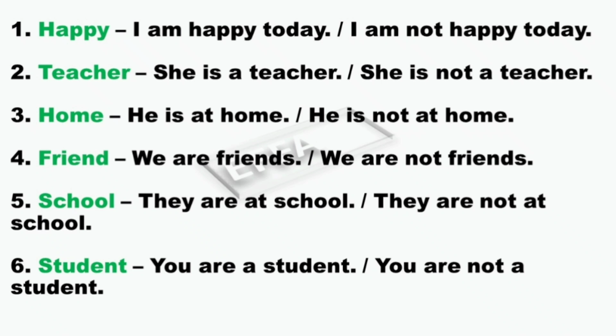Friend. We are friends. We are not friends. School. They are at school. They are not at school. A student. You are a student. You are not a student. Now it is your turn. Repeat the grammar section on your own and make sure to complete your homework. Practice the dialogue several times by yourself and also make sure to memorize the vocabulary.